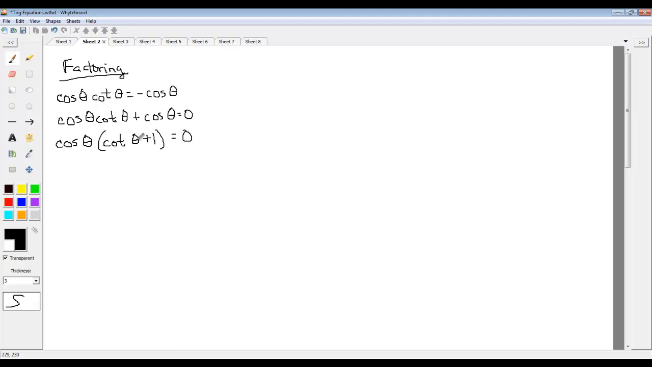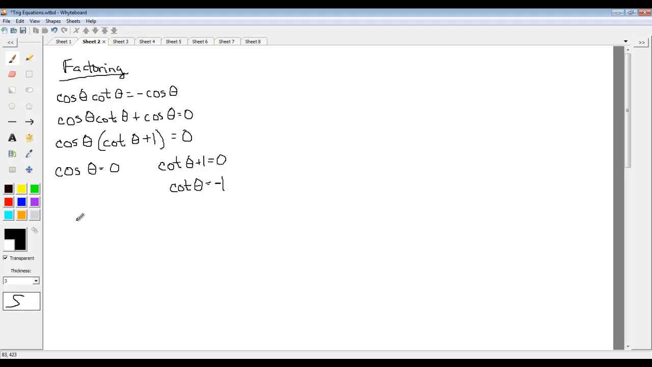And then just like any equation in algebra class where you solve by factoring, as long as you got 0 on one side, you can set each factor equal to 0 and go from there. So cosine theta is 0, or cotangent theta is negative 1.